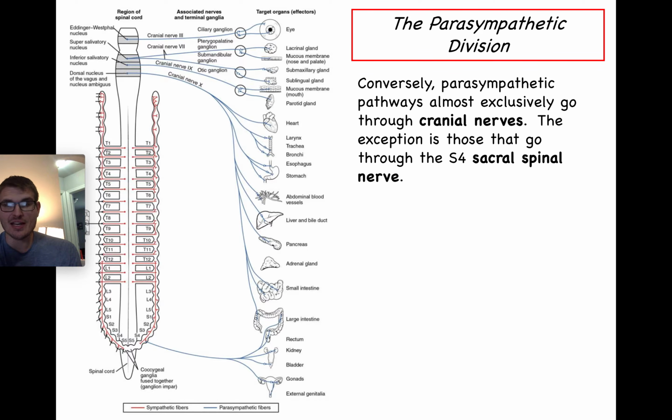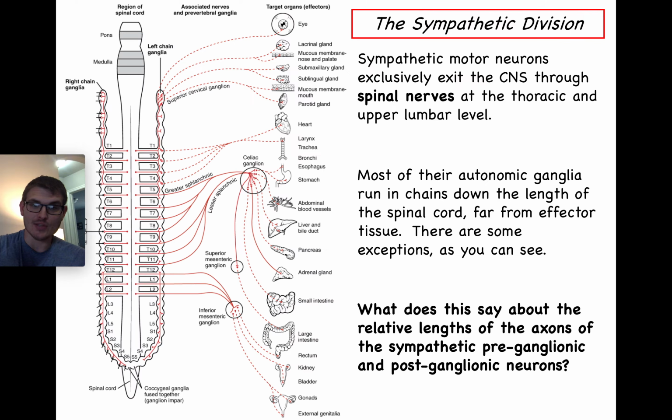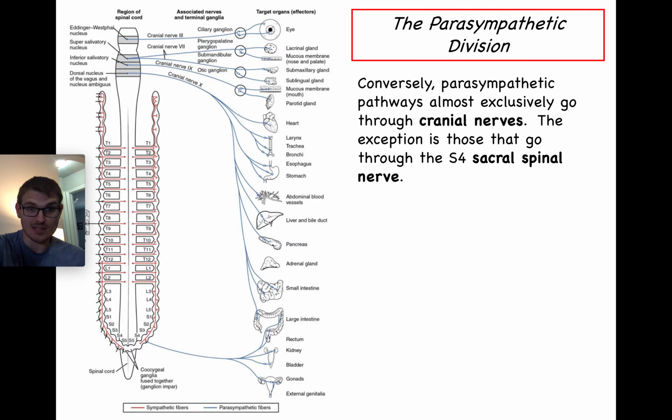Okay, parasympathetic division, we can compare and contrast here. Those sympathetic pathways that we saw here in red, you can still see them here. Those are still sympathetic pathways. Now we can overlay the parasympathetic pathways in blue here. Notice that with the parasympathetic pathways, these are almost entirely coming out of cranial nerves. This is the major contrast between parasympathetic and sympathetic.